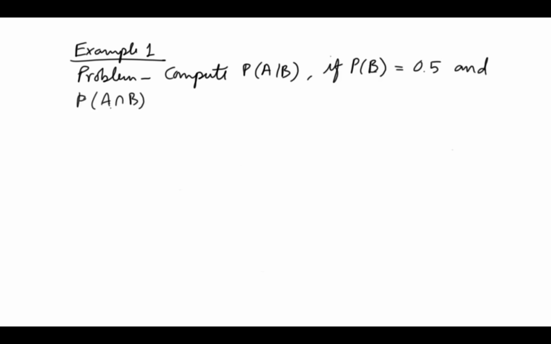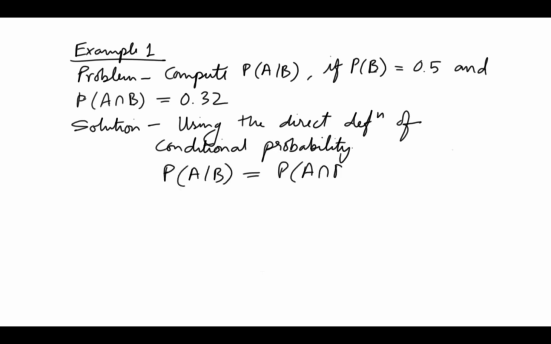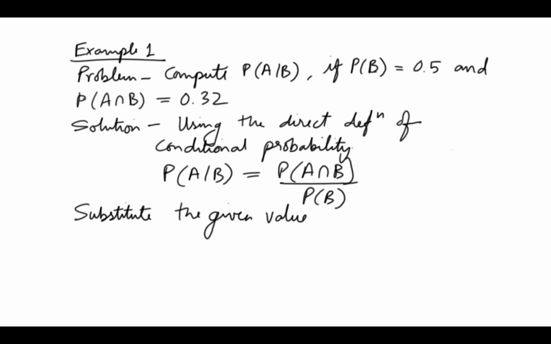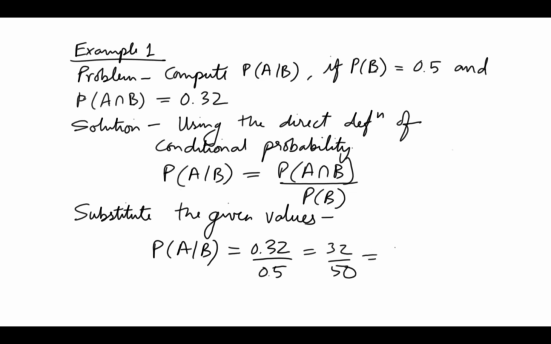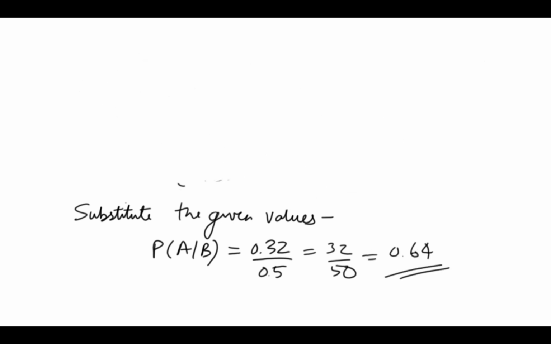A very basic problem: we have to compute the probability of A given B, if the probability of B is 0.5 and the probability of A intersection B is 0.32. We can apply the direct definition of conditional probability, substitute the values, and get the final answer as 0.64. So moving on to the next, example 2.